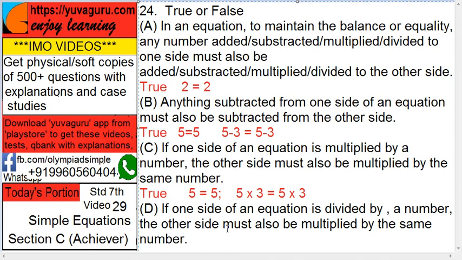If one side of an equation is divided by a number, the other side must be multiplied by the same number. That is false. Take the same again, false. 5 equals 5. So 5 divided by 5, and then multiply on the other side 5 into 5. What is 5 upon 5? 1. What is 5 into 5? 25. Are they same? No.